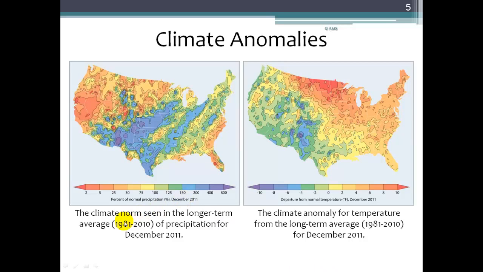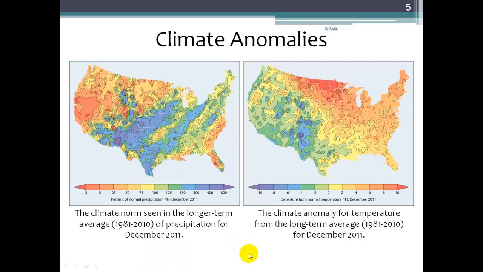On the left, we have a long-term average of precipitation for December 2011. So these are average precipitation values, and you see here the color chart that shows the percent of normal precipitation. So these are percentages, and it's normal when it's kind of right between the yellow and the green. So if it tends toward purple, it means it's above normal. If it tends towards red, it means it's below normal.